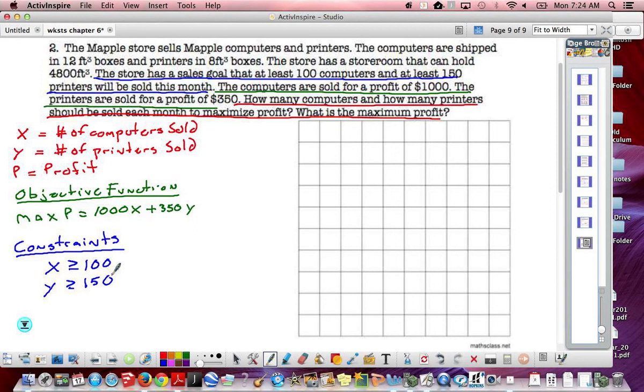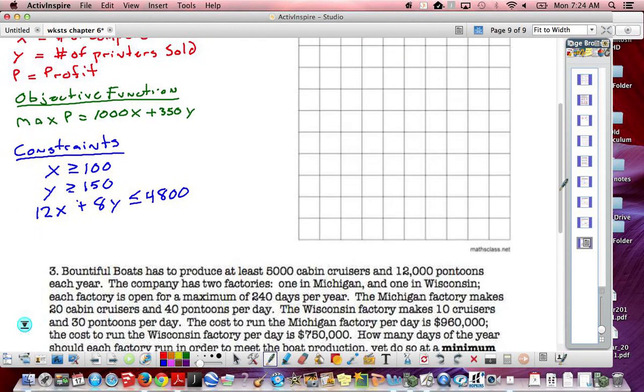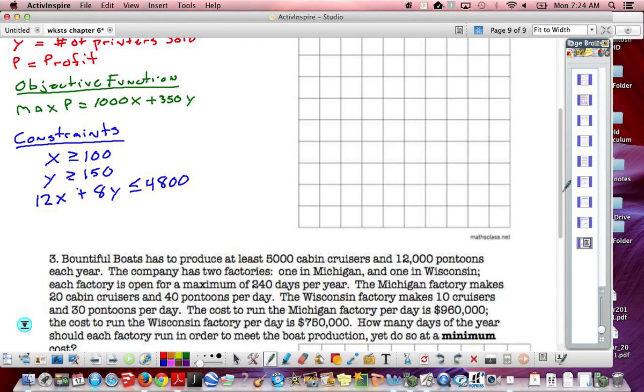The last one deals with the size of the boxes and how much storage space we have. So 12 times X plus 8 times Y has to be less than 4,800 cubic feet because it's 12 for every computer plus 8 for every printer has to be less than our 4,800. All right, so now I'm going to actually graph this. Wow, we don't have as much room as I thought here.